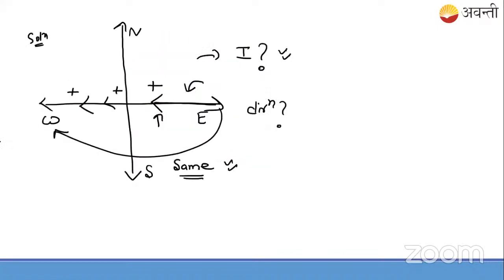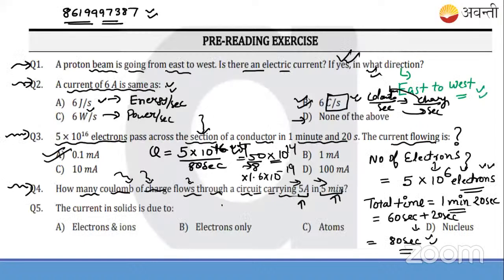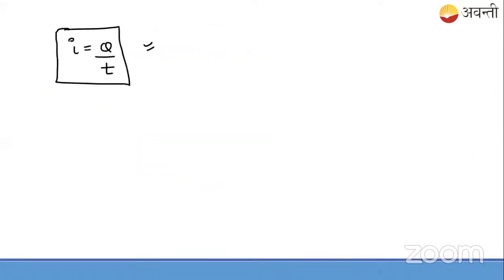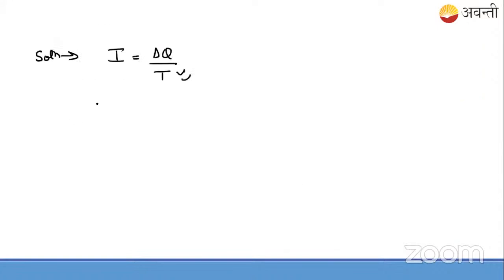Again, the same things are repeated. We know the current passing is equal to the total charge crossing the cross-section area in a particular time instant. If you see this question again, it shows 5 ampere in 5 minutes. So current is now given to you in 5 minutes. What does 5 minutes mean?